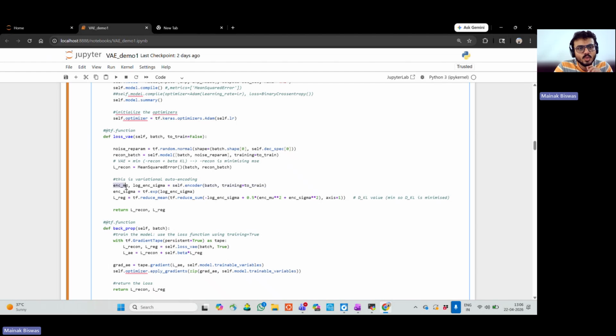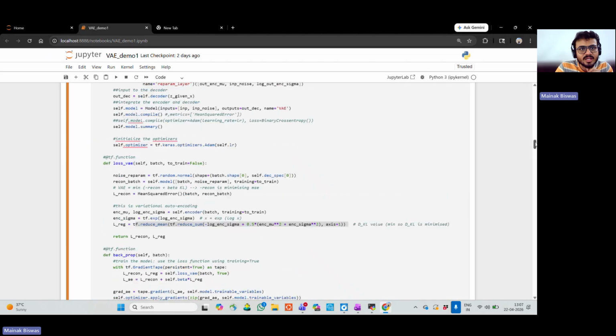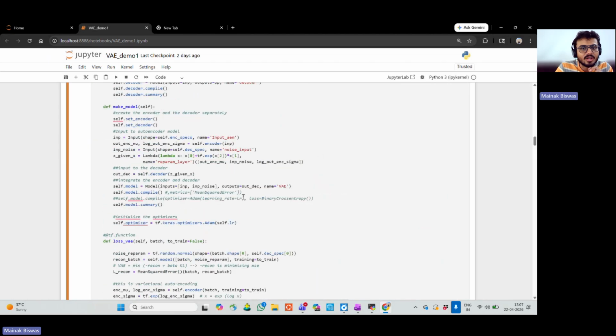The encoder gives me mu and sigma. And once I get mu and sigma, this is log sigma. So I take the exponent, since x is equal to exp of log of x, right? This is what I do. And then I set the VAE, what is the KL divergence between normal 0, 1 and the mu sigma term. We have already found this in the class. That's what I do. And how is the model generating or reconstructing?